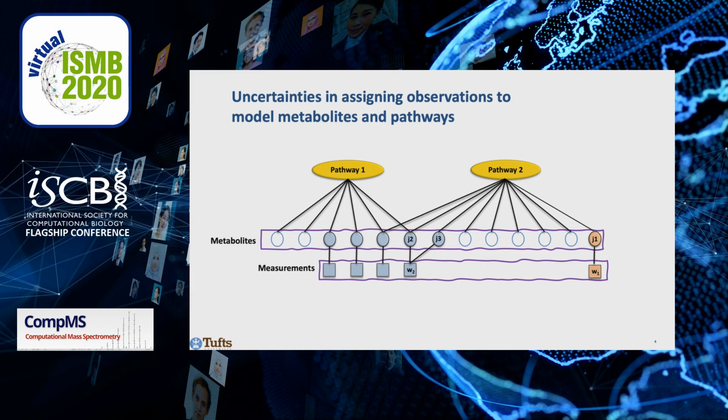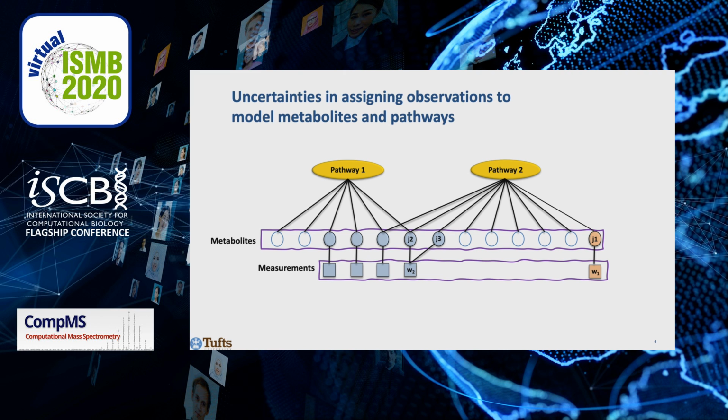Unlike prior techniques that focus on differential analysis between a perturbed and a reference sample, here we focus on analyzing a single sample. In this work, we capitalize on our understanding of the uncertainty in mapping measurements to metabolites and metabolites to pathways. Here we have a snippet of a network with two pathways, pathway 1 and pathway 2. Each pathway is associated with several metabolites.